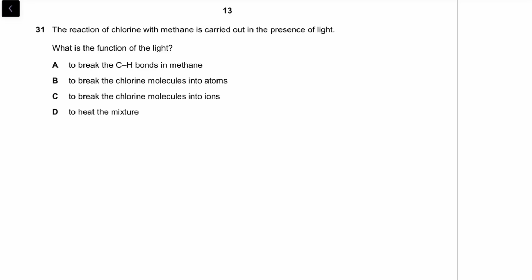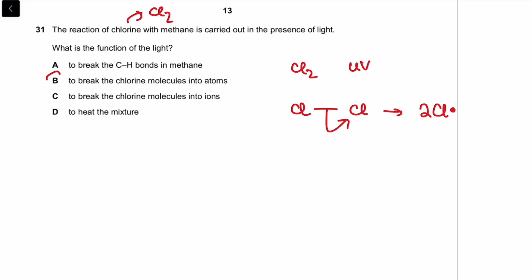Question number 31. The reaction of chlorine with methane is carried out in the presence of light. What is the function of the light? So Cl2 in the presence of UV actually causes the Cl-Cl bond to break so that we can form 2 Cl free radicals. So the answer is actually B.